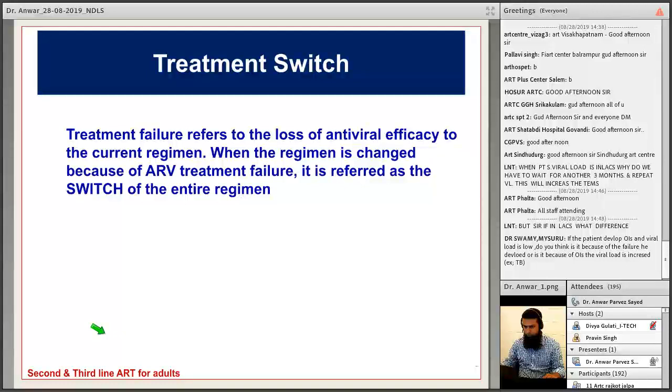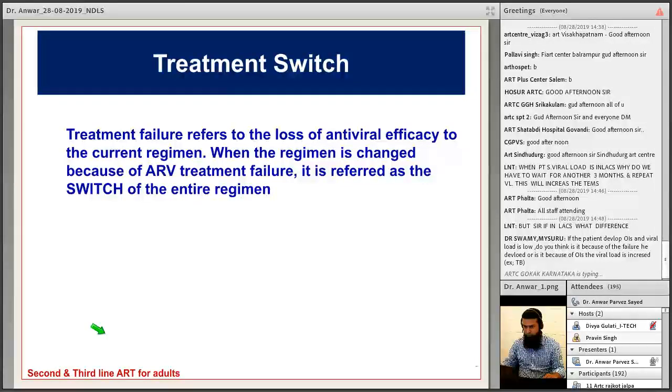As you know, we have the first line, which means the line of treatment that has been started in a patient who is naive for ART, that is, new to treatment. So that we call first line. It doesn't depend on what drug you use in the first line. You may use PI also in some cases, you may use NNRTI also. The next line of treatment after the first line fails, we call second line. And further, if the second line fails, the next line of treatment we use is third line.